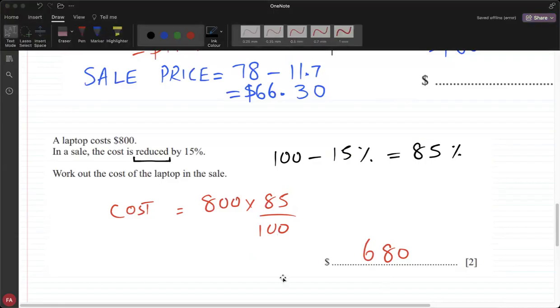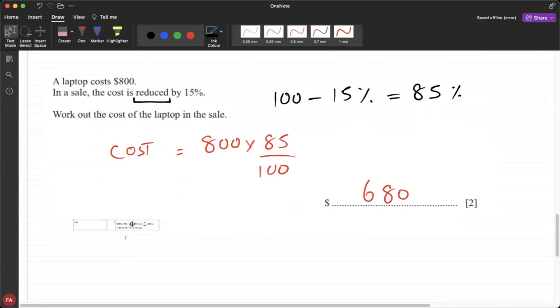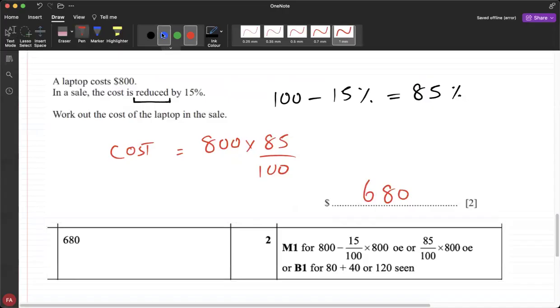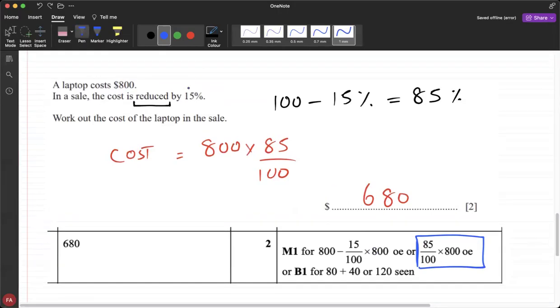I'd like to take a moment and show you the marking scheme as well. If you check out the marking scheme, it says the same answer, 680, but you can see that they've done it using both methods. We get one method mark if you had done 85 over 100 times 800, that is exactly what I did. Or you figure out 15% of 800, and then you subtract from 800. Either way, you end up getting the same answer. So it totally depends on you how you want to solve this kind of question.